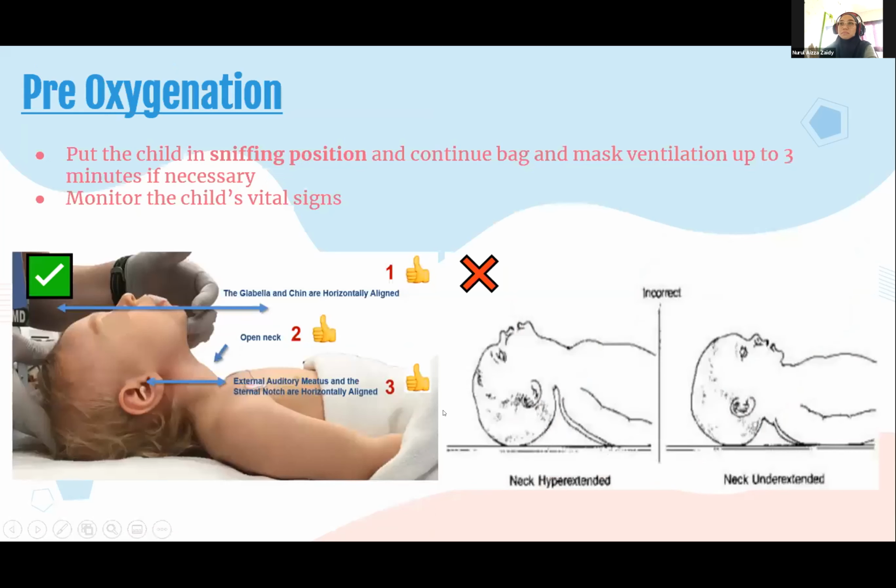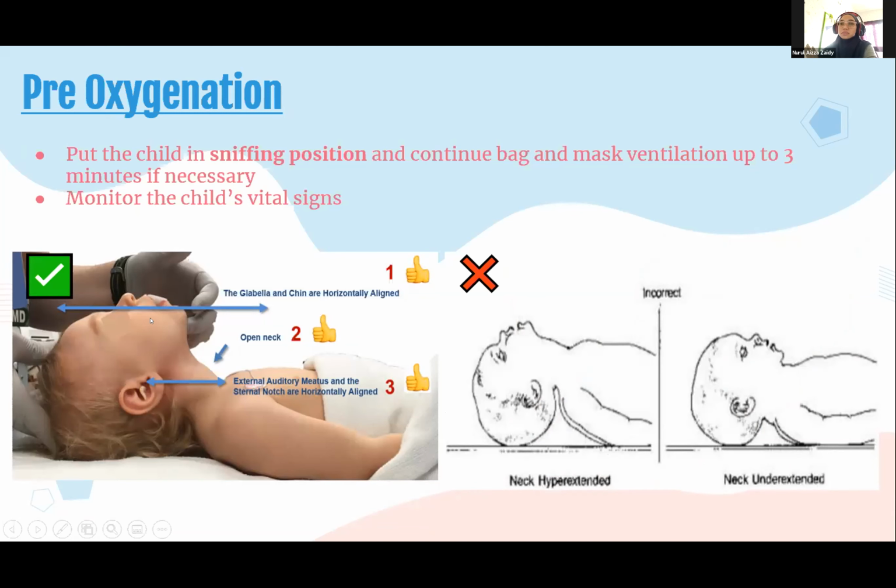Next, now we are starting the procedure. For the pre-oxygenation phase, first you need to put the child in a sniffing position and continue back and mask ventilation for up to 3 minutes if necessary with 100% oxygen. So, what is sniffing position?